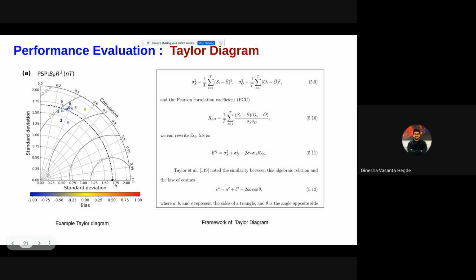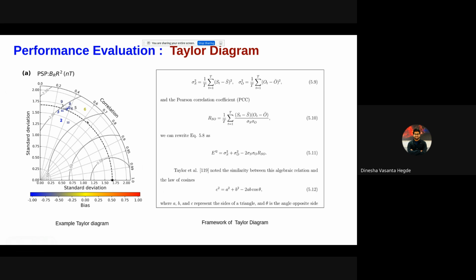Basically, in the radial direction we have the standard deviation, and the angle is the correlation coefficient. And this star is the reference point, the observation, which has a standard deviation of 1 because this is normalized. This one is not normalized, it is in natural units, so a standard deviation of like 1.7. This dotted line represents the observed standard deviation.